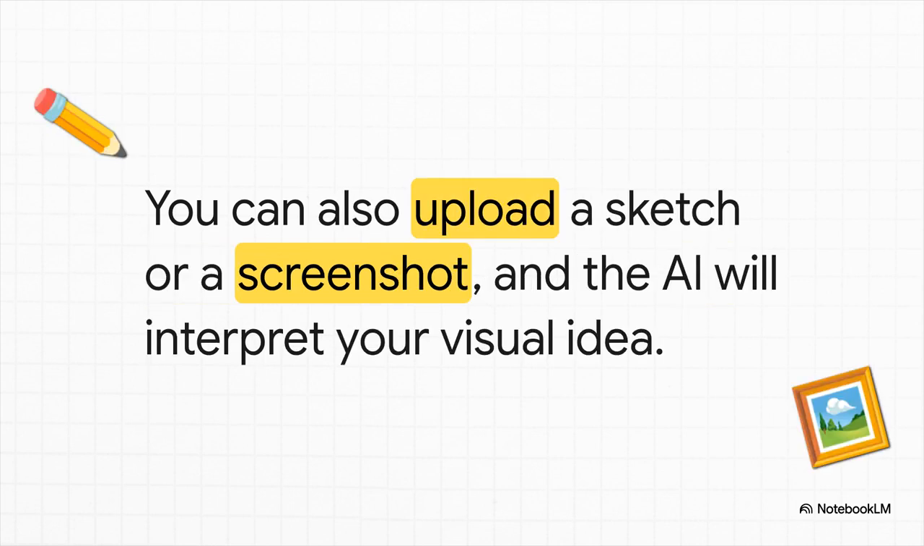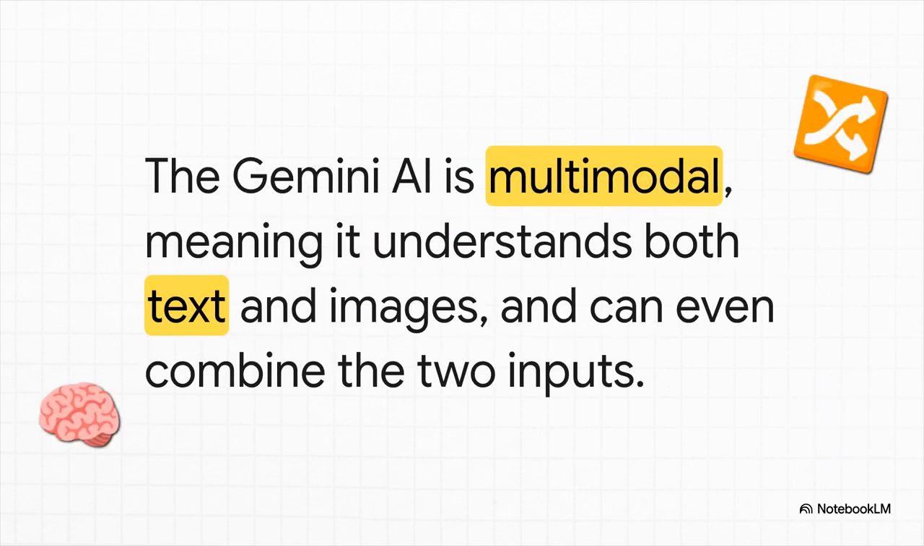But hey, what if you're more of a visual person? No problem at all. You can literally scribble a wireframe on the back of a napkin, snap a photo with your phone, and just upload that rough sketch. And this is where you really see the power of that Gemini model under the hood. It's multimodal, which is just a fancy way of saying it gets both text and images. It can even combine them. So you can upload your sketch and give it a text prompt to really dial in your vision.